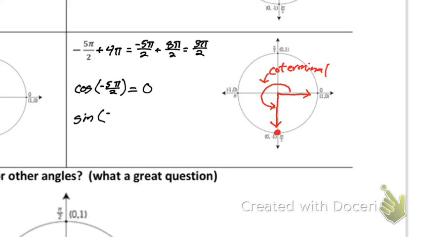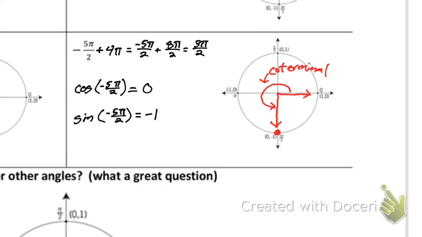And the sine of negative 5 pi over 2 is going to equal that negative 1, because my x value is 0, my y value is negative 1. Make your stuff positive. Save yourself some headaches and just find that coterminal angle. Make your life easier. Questions?